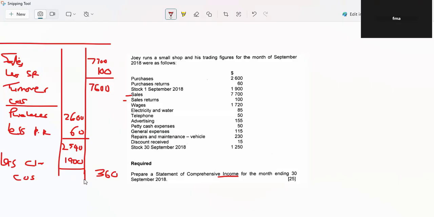We less the cost of sales. So this is cost of sales. When we subtract it from the above, what do we get? 360. We get 7,240.